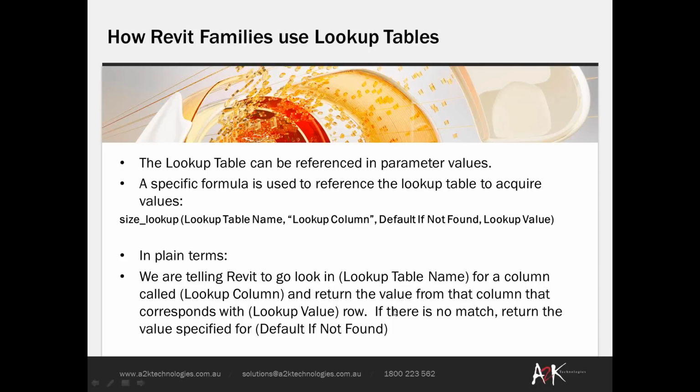Okay. And return the value from that column if it matches with a lookup value in that first lookup value column or row. So if it finds a matching value in the lookup value row, it will return the value of the lookup column back to that parameter. If it doesn't find a match, then that's where the default if not found comes in. If there's no match, then it will return that default if not found value.